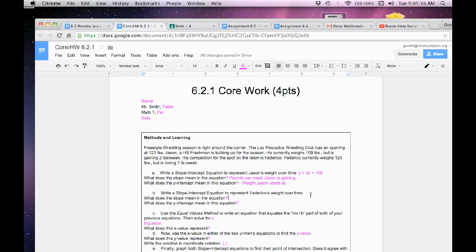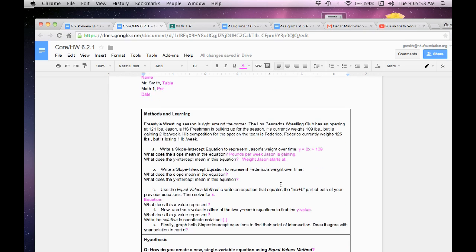Okay, next. Write a slope-intercept form equation to represent Federico's weight over time. That's going to be y equals, again. But the thing is, he starts at 125, so that would be his B, because that's his start value, but he's losing 1 pound per week. So that's going to be a slope of -1. -1x plus his start value of 125.